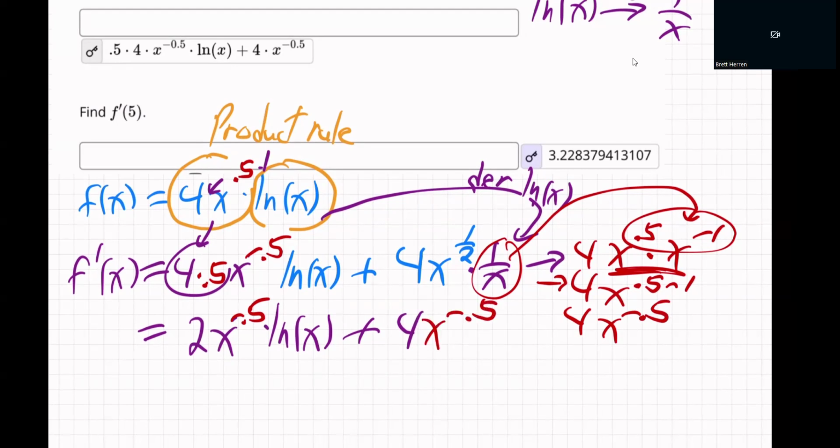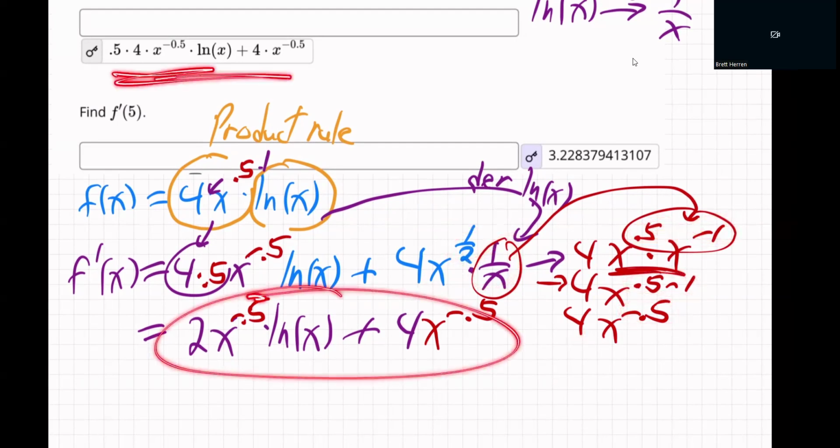Did you see all that? You don't have to do all that cleanup. I think you can just type it in. But again, the half became 0.5 and the 1 over x became negative 1. Then you just subtract those, adding a negative, same thing. So anyway, there's the answer. There's the first answer they wanted.